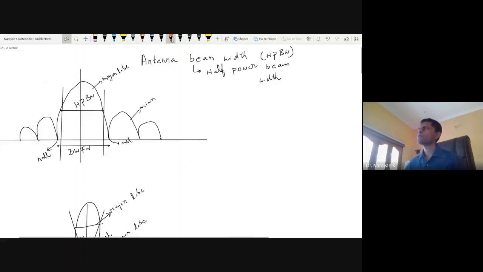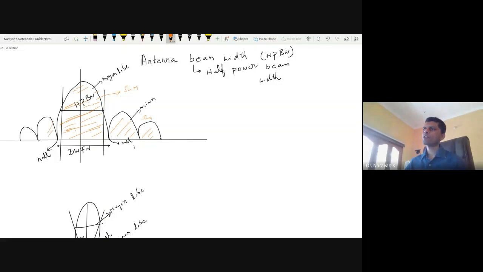I'll try to use a different color here. So this area under this major lobe, if you integrate and find out the area under the major lobe, this is known as omega m. That is the area under the major lobe. Now you are finding the area under every other part. What is this? This is all the area under the minor lobe.